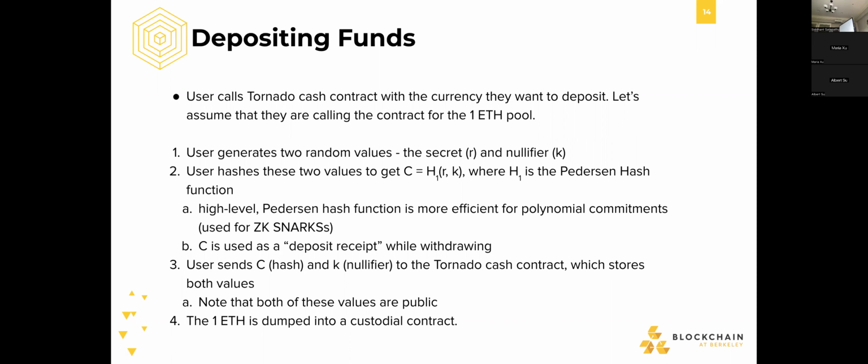And the one ETH that the user sent to the Tornado contract is dumped into another custodial contract. So essentially at this stage, let's say the depositor, contract, and we'll get to that on withdraw.